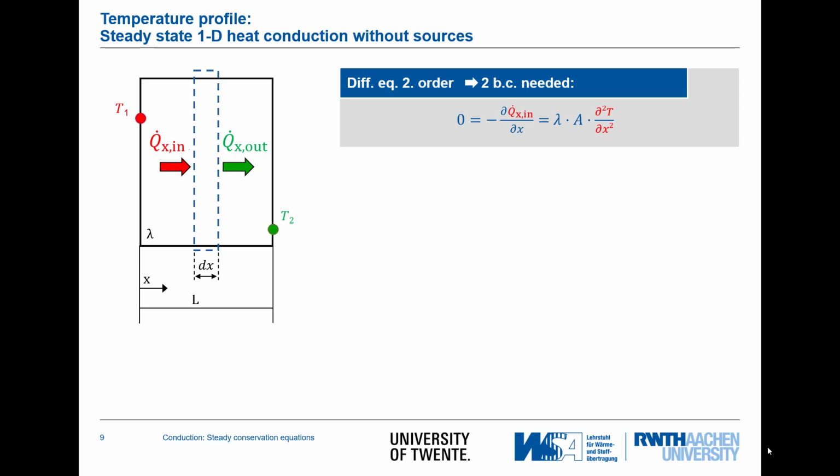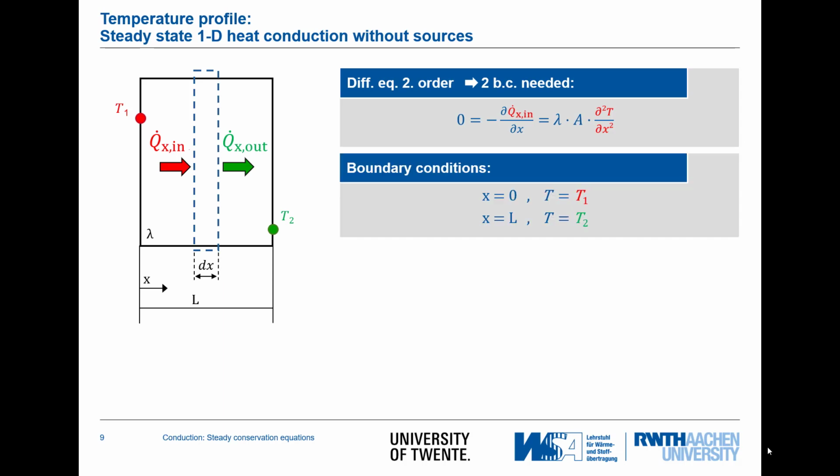Because it's a differential equation of second order, we do need two boundary conditions to obtain a solution for the temperature profile. What boundary conditions can we use? Let's look at our example here. We have the temperature on the left side, T1, and we have the temperature on the right side, T2. And in between we have the length L.